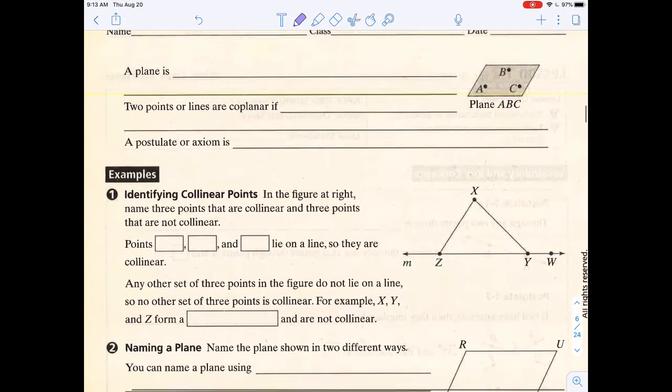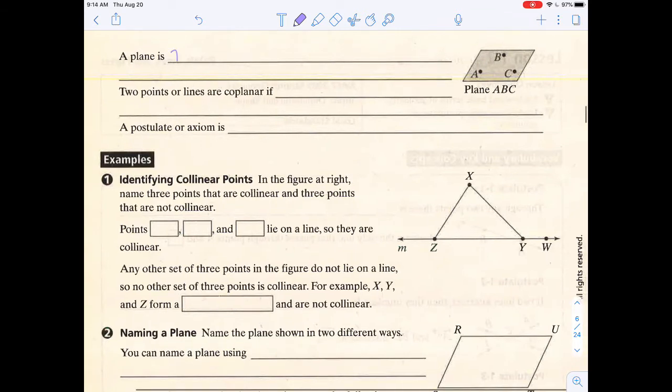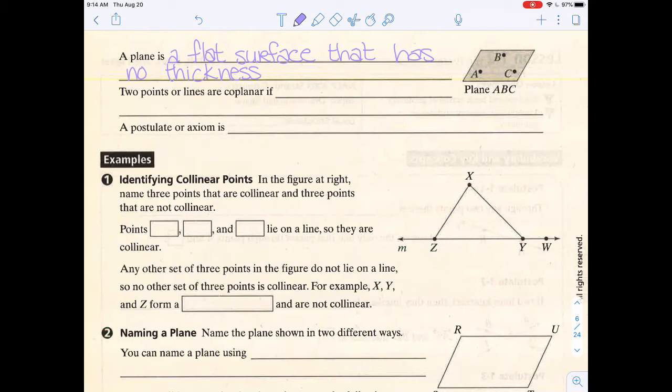All right. Second page. A plane is a flat surface with no thickness. So it's completely flat. There's no height to it at all. And then they give you a picture of a plane over to the side there. It's completely flat. There's no third dimension. It's just this shape.